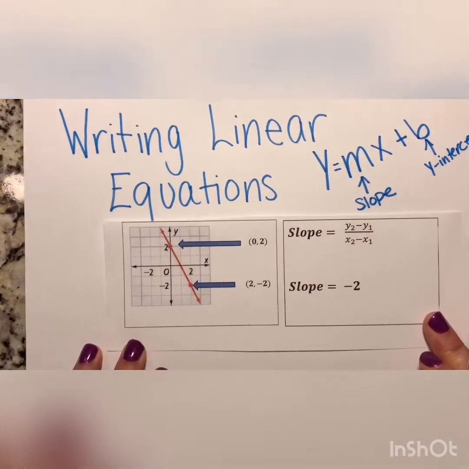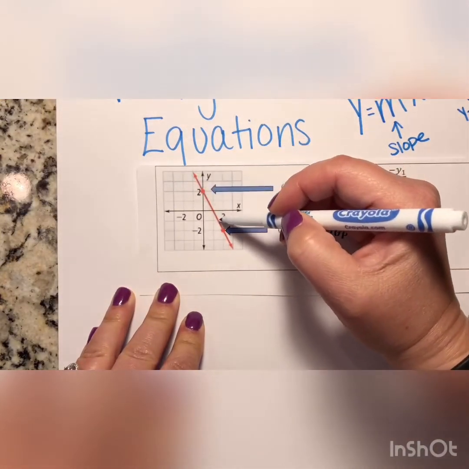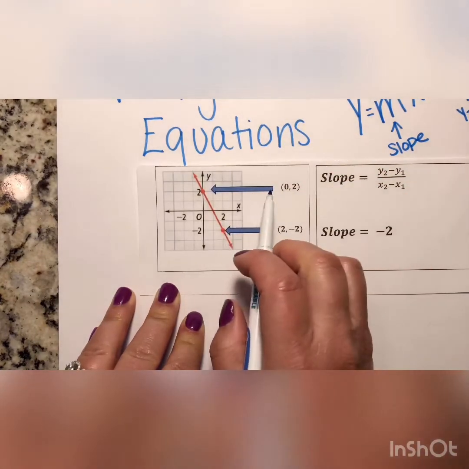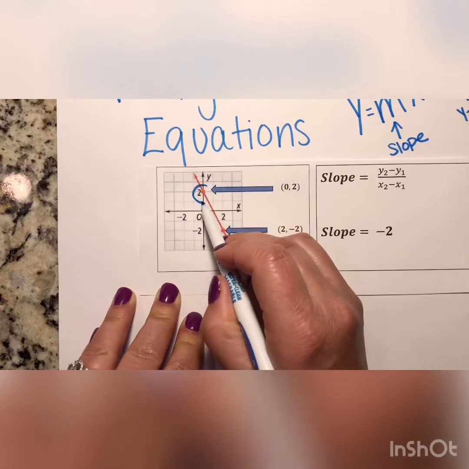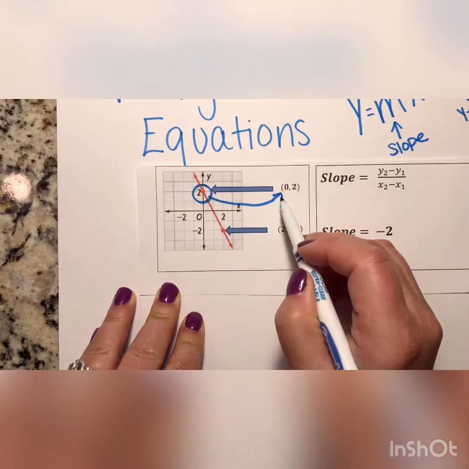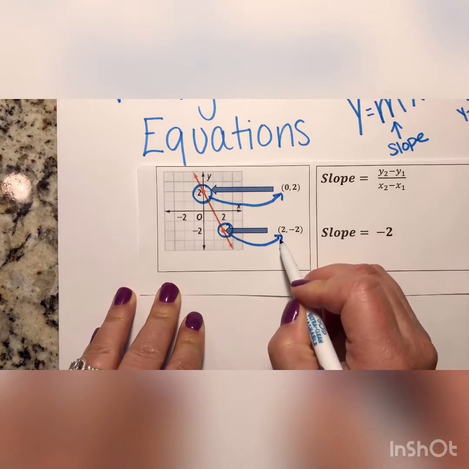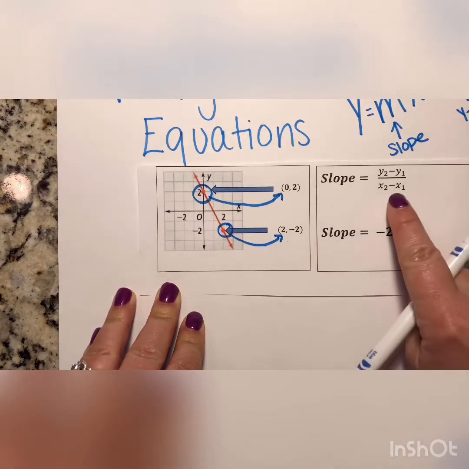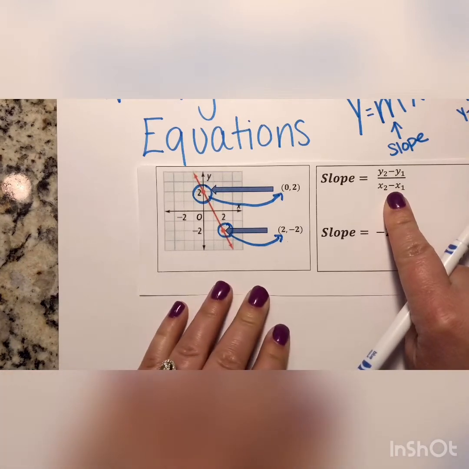So if I'm looking at this graph, and I see here's my line that's drawn, and here are 2 points that are identified on that graph. The coordinates of this point right here are (0, -2). The coordinates of this point right here are (2, -2). I'm going to use the slope formula in order to solve for the slope of the line.